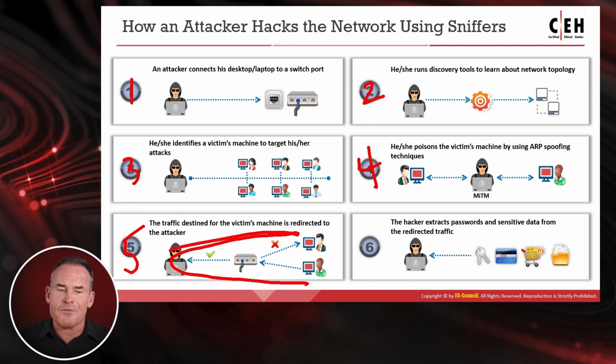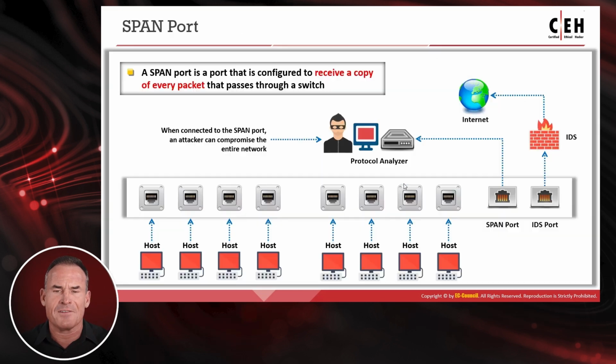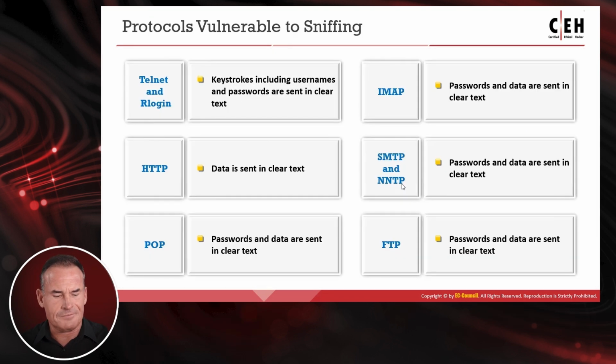Since everything is running through the man in the middle, the hacker then can extract passwords and sensitive data from the redirected traffic. I guess I should use a 6 for that to follow suit. So that is the general order of things, and that's one way to do it. So we will see an example of that when we get to ARP poisoning.